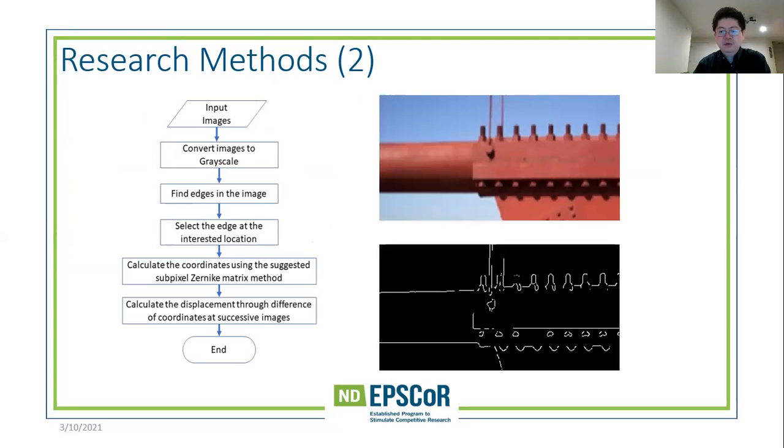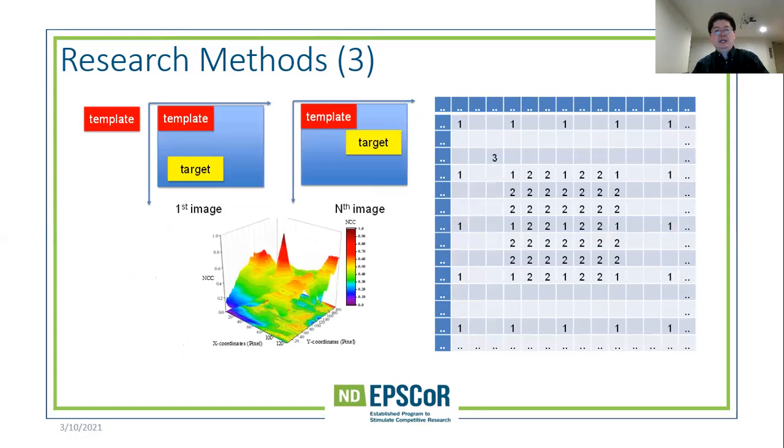For the target-free method, which we show you here, if we have an image, we first convert it to grayscale, then we use edge detection to find the edges, right? Then we calculate the coordinates using the subpixel Zernike moment method. Then we trace one of the points and determine the displacement of the structures. Sometimes, due to the vibration of the camera, we need to filter those vibrations.